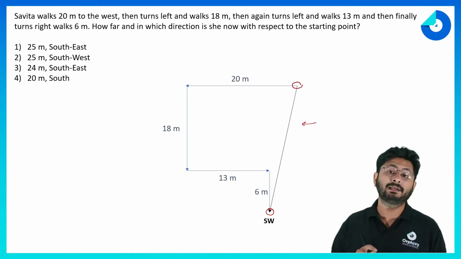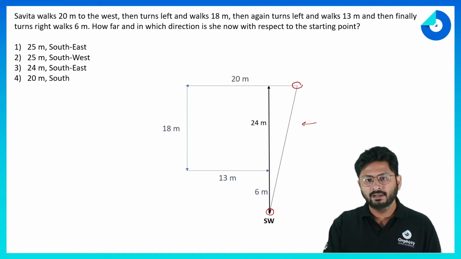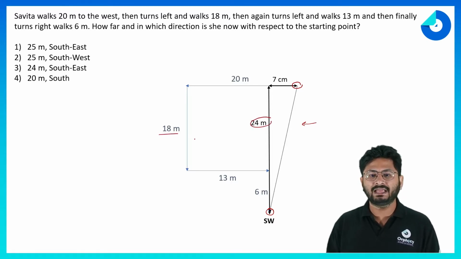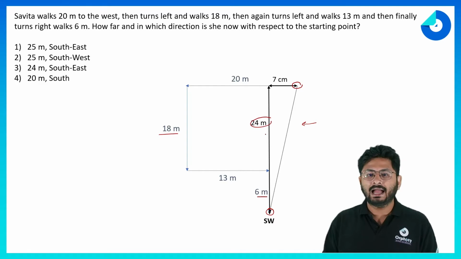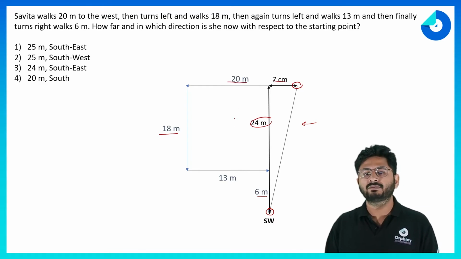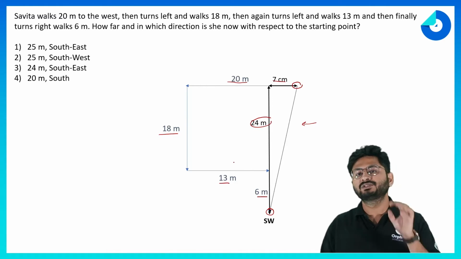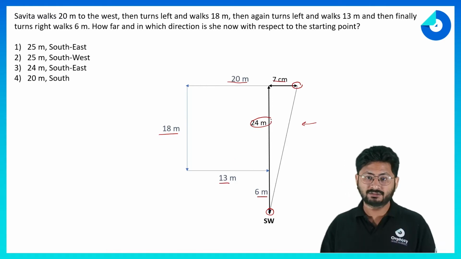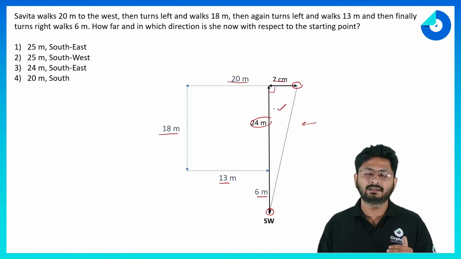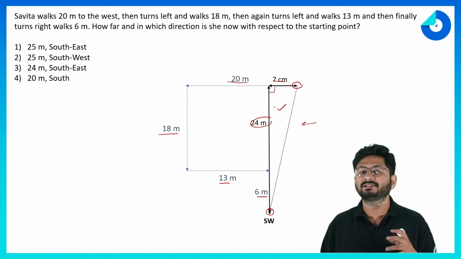तो यहाँ पर I'll be making a right angle triangle which will look something like this. यहाँ पर ये 24 कैसे आया? This 24 will come with the help of 18 plus 6, and the 7 will be equal to 20 minus 13, so 7 centimeters. Now in this particular right angle triangle, right angled at this position, can I say that the base is 7 and the perpendicular is 24?